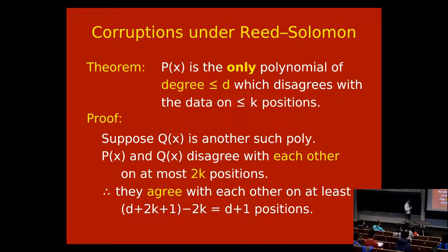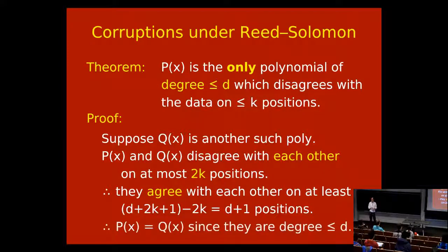Okay, so just by subtraction, that means they agree with each other on at least the total number of evaluation points minus the number where they disagree. d plus 2k plus 1 minus 2k, which is d plus 1. So now we're in good shape. P and Q are polynomials that agree on d plus 1 different positions, and they have degree at most d. So therefore, they're equal by this kind of theorem, right?